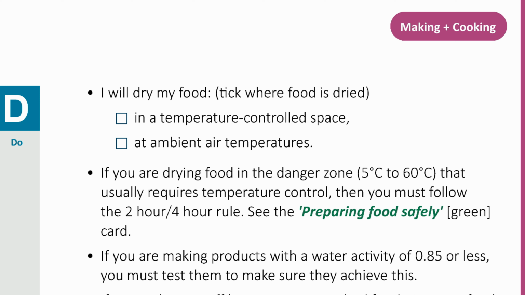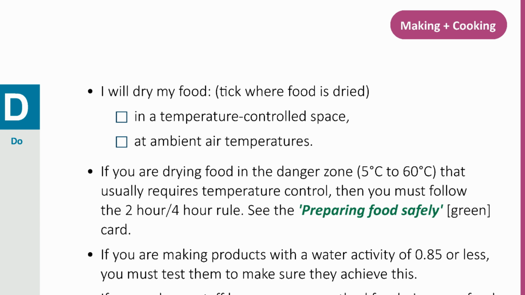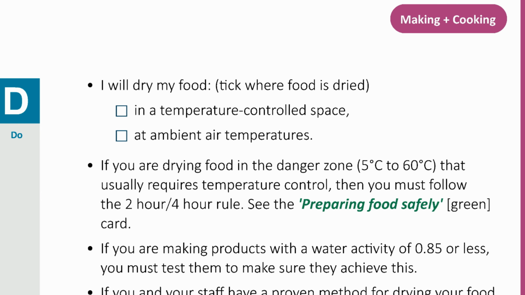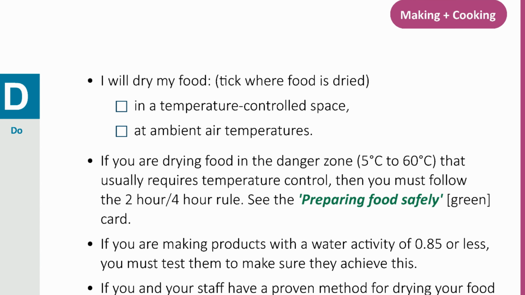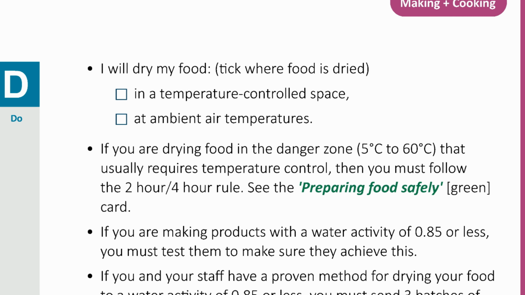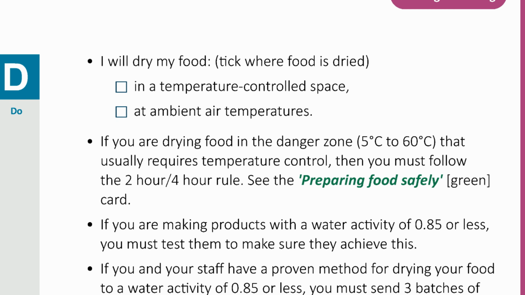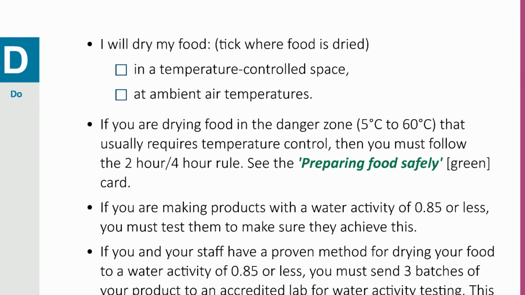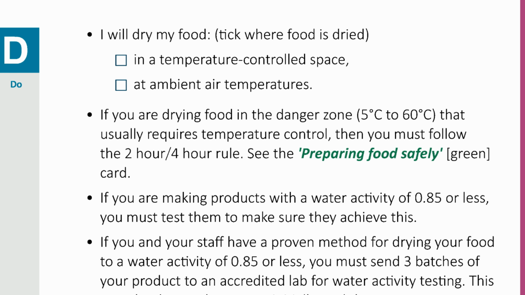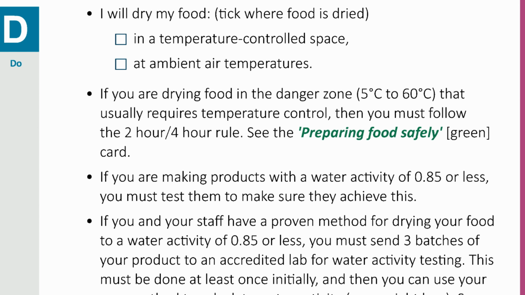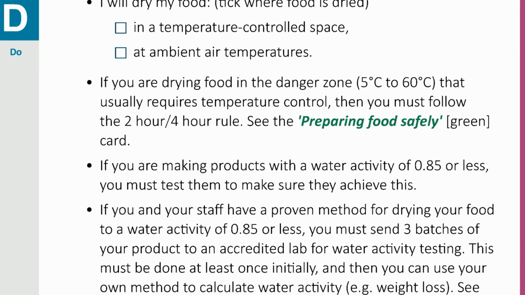I will dry my food where food is dried: in a temperature-controlled space, at ambient air temperatures. Remember to complete your copy of the template by ticking which applies. If you are drying food in the danger zone, 5 degrees Celsius to 60 degrees Celsius, that usually requires temperature control, then you must follow the 2-hour 4-hour rule. See the Preparing Food Safely card.